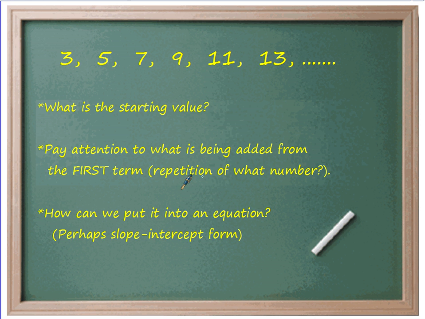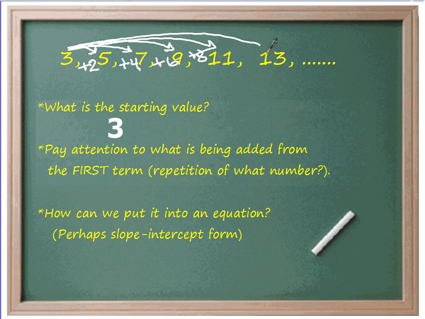All right, to start off with, we know that our starting value is 3. To get from 3 to the second term, which is 5, I add 2. To get from the first term to the third term, from 3 to 7, we add 4. To get from 3 to 9, we add 6. From 3 to 11, we add 8. And to get from 3 to 13, we add 10.